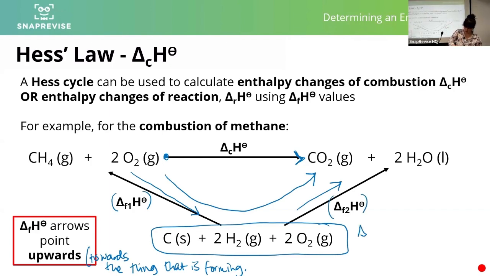So my enthalpy change of combustion is equal to minus whatever that value is, delta F1H, plus whatever that value is, delta F2H, and I've run out of space.